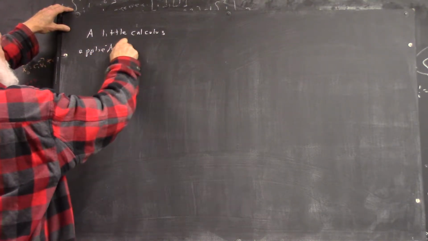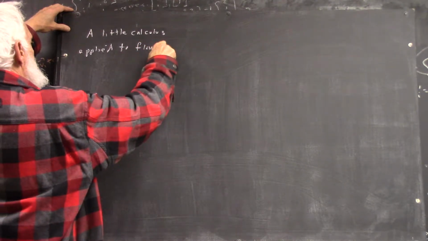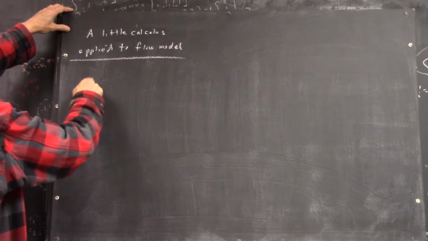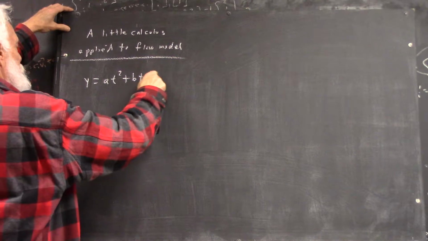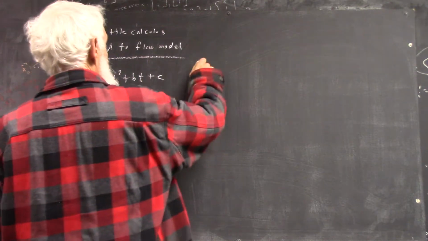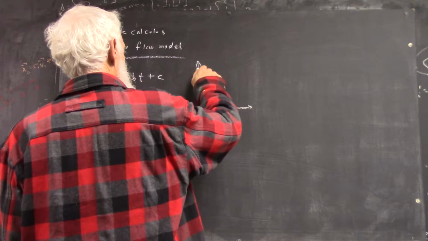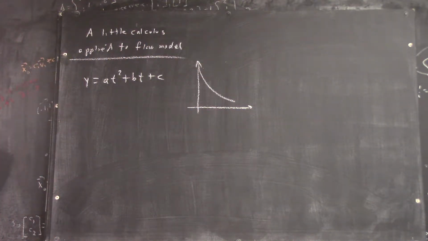You've already done this, except for the calculus part. You got y equals at squared plus bt plus c, and as you know, that's associated with a graph of a quadratic function, right? Okay?